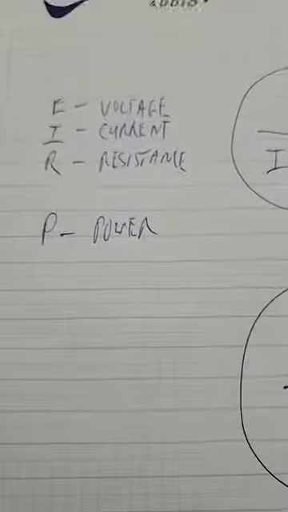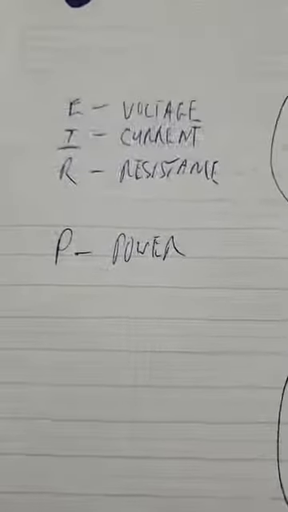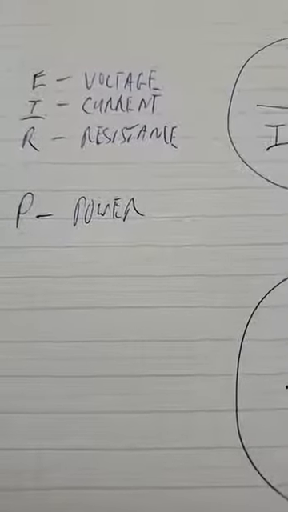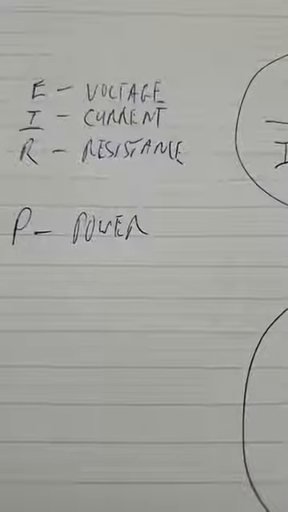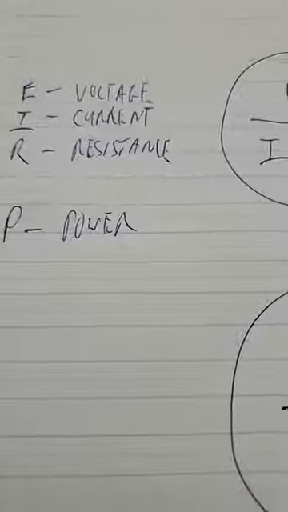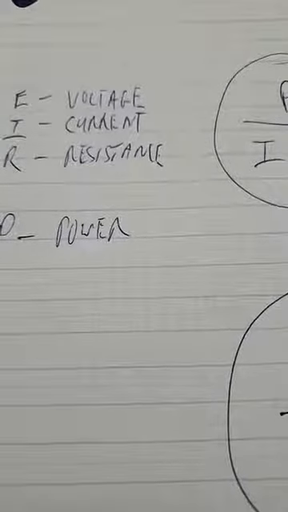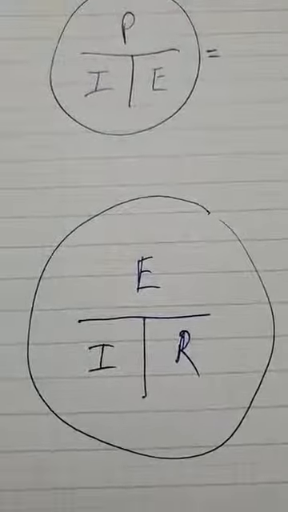And, once again, this is what the indicators are. E is for voltage, I is for current, R is for resistance, and P is for power. The only ones that make sense are power and resistance, because power is P, resistance is R. But current and voltage don't follow the first letter of the word. So those are the only two oddballs that you've got to remember. So that's just a simple Ohm's law formula.